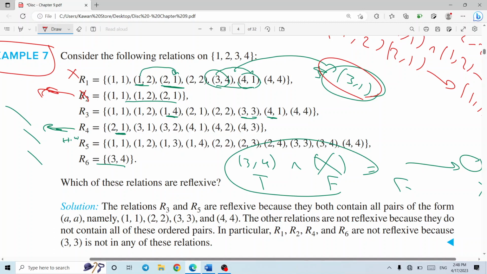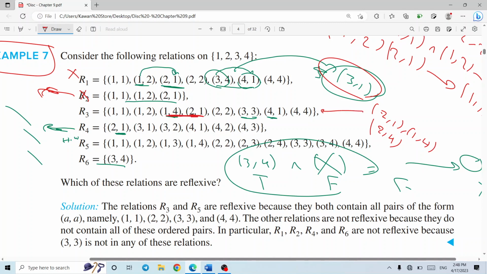Sorry. Wait. Just give me one second. Because we have (1, 2) and (1, 1), (1, 4). We found it, right? Tamam? Look at here.